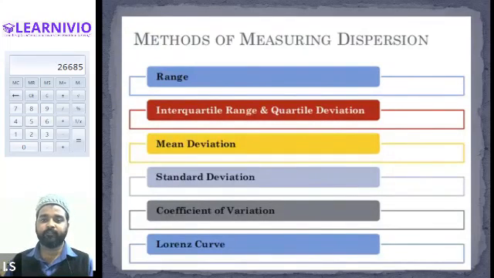Then we understood various methods by which dispersion can be calculated. So we have methods like range, then we have quartile deviation, the mean deviation, standard deviation, coefficient of variation, and the Lorenz curve. So all these are the methods by which dispersion can be calculated.